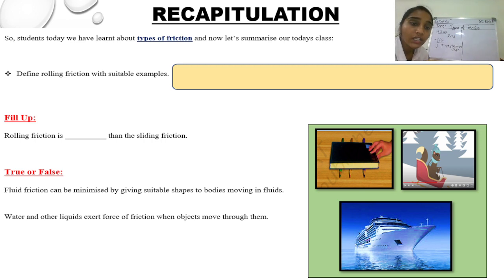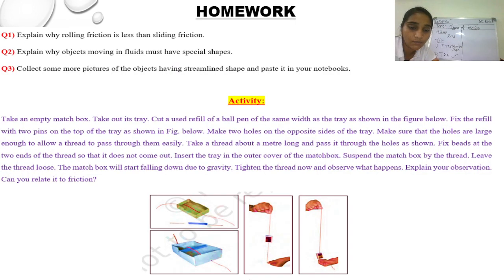Okay. Water and other liquids exert force of friction when objects move through them. Is it true or false? Yes, very good. This is also true. Definitely it is true. Correct. So as you have seen these images, we have learned a few things with the help of this, right? Now students, homework time.